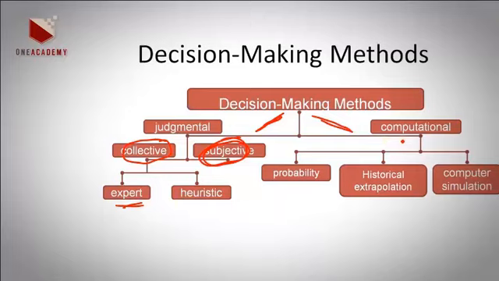Collective judgmental methods typically are expert methods for decision making, such as, for example, the Delphi approach. And sometimes there are others which are called heuristics. On the computational side, there are the probabilistic decision-making methods, the historical extrapolation, and the computer simulation. The normative reasoning decision approach is within the probability type of computational decision-making methods.